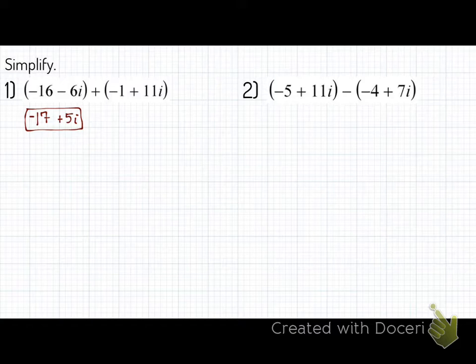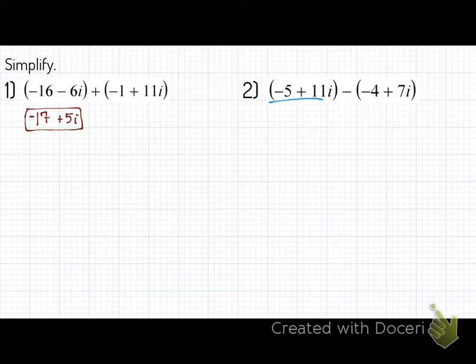Super easy. What did I just do? I just combined the real parts together, you see, with the plus sign. Okay? And then I took both of the imaginary parts and put those together, because we have to add them. That's it. Watch me do number 2 now.